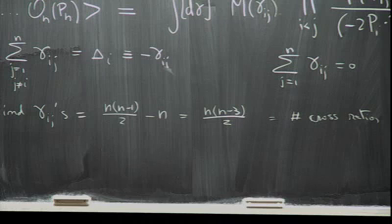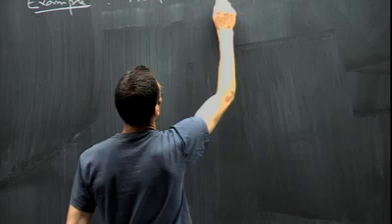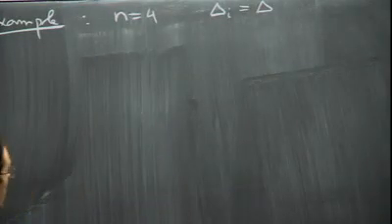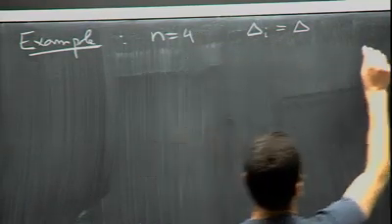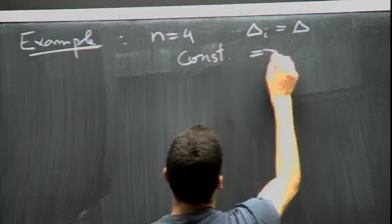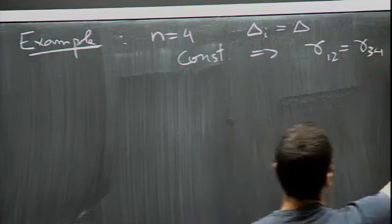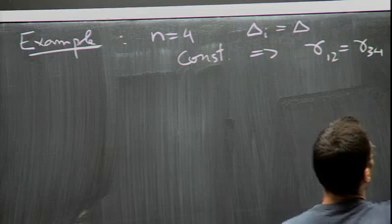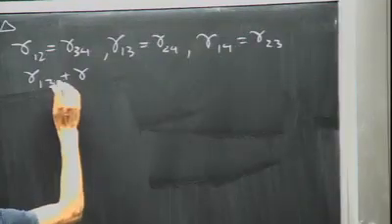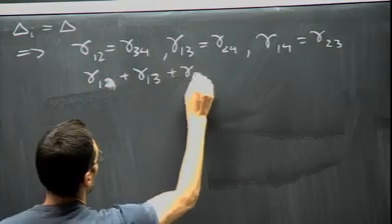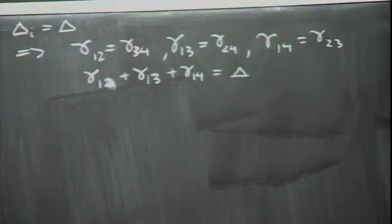So n equals 4, the 4-point function, is the first time you have to do an integral. Let me explain the integral, and in particular the integration contour in that case. Let's do the example of n equals 4, and let's take all operators to be the same, so delta_i are all equal to delta. In this case you can solve the n constraints very easily. They tell you that gamma_12 is gamma_34, gamma_13 is gamma_24, gamma_14 is gamma_23. And the last constraint you can think of as gamma_12 plus gamma_13 plus gamma_14 equals delta.